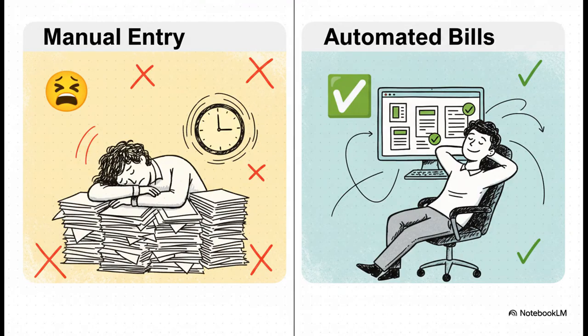I mean, the difference here is just night and day. On one side, you've got the old way. It eats up your time, it's so easy to make a typo or some other human error, and it completely relies on you remembering to do it every single time. But on the other side, you get the recurring bills advantage. It's automated, it's accurate down to the very last cent, and it's always, always on time.